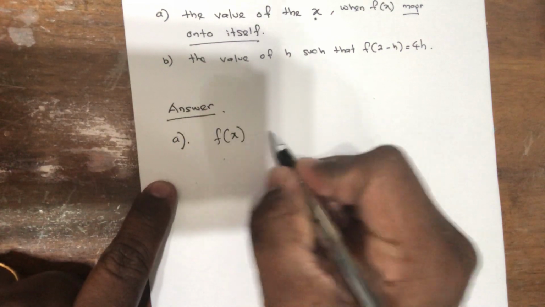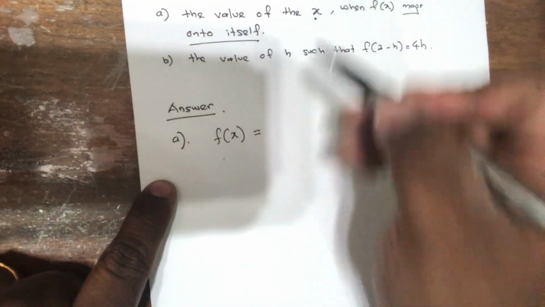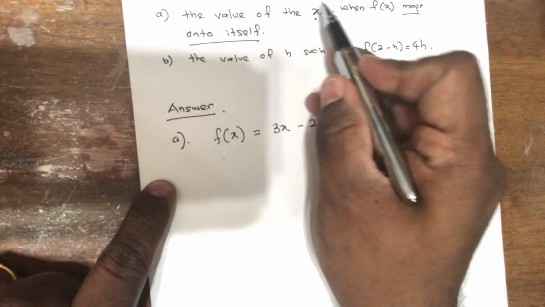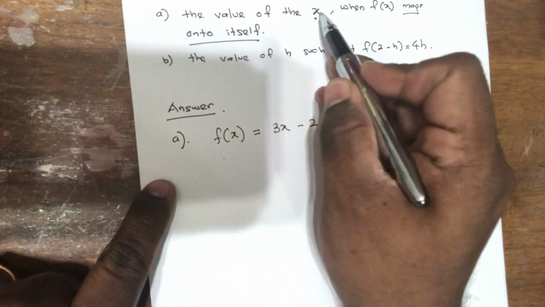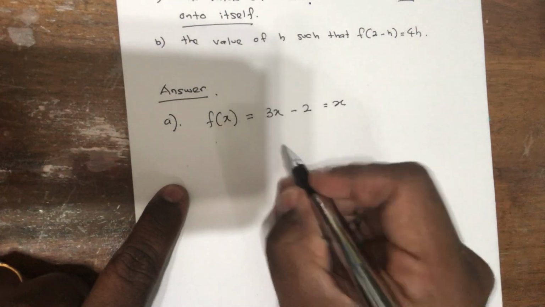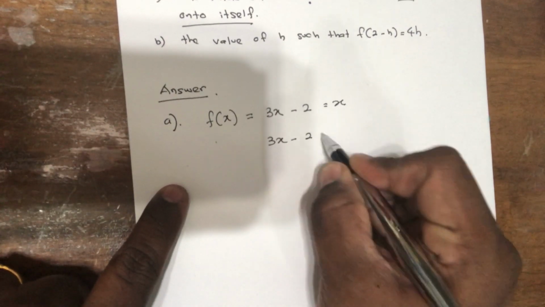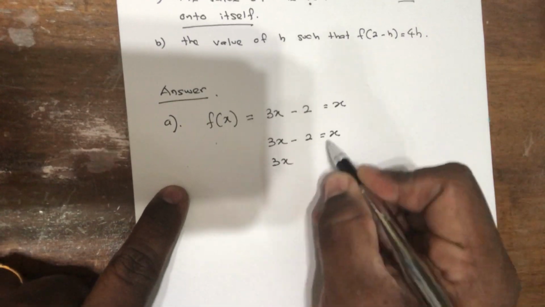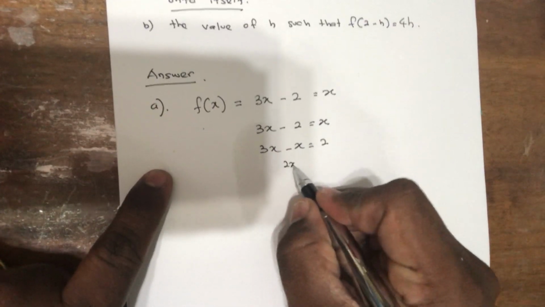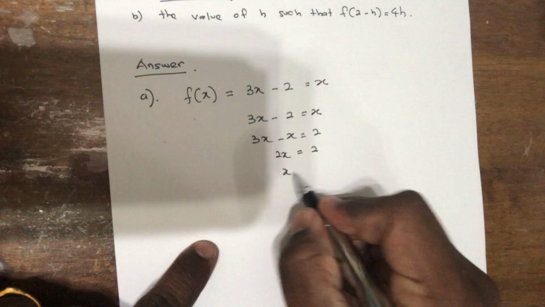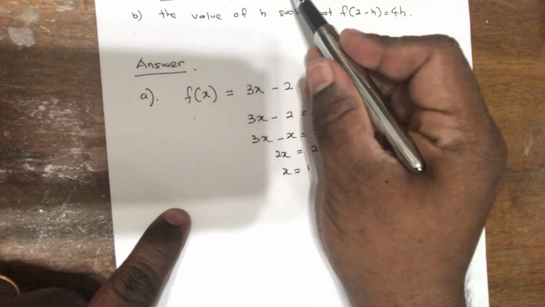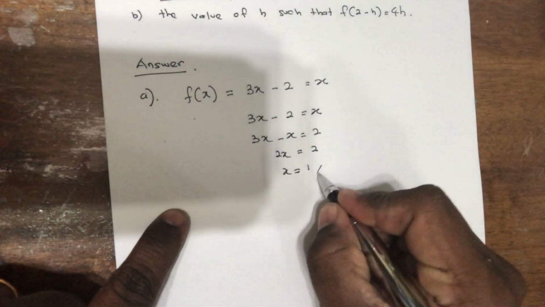So f(x), we change the arrow to equals, becomes 3x minus 2, and it maps onto itself, so it becomes equal to x. In any equation we shouldn't have two equals, so we can write it as 3x minus 2 equals x. So 3x, bring it here, becomes x, and here becomes 2. 3x minus x is 2x equals 2, and x equals 2 divided by 2, you get 1. So the value of x is 1.